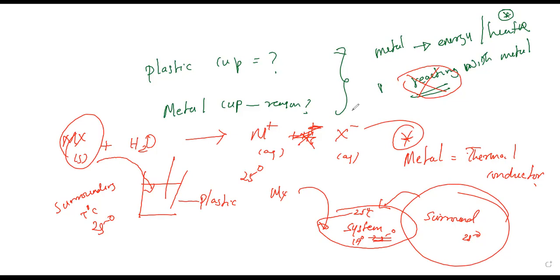They are expecting such kind of answer. What is the reason? When you add the MX solid, the temperature decreases. Now the temperature is not balanced between the surrounding and the system. If metal is there, it will absorb heat from your surrounding and provide it to the system. Then the experiment will go wrong. We need a very constant, closed system to perform an experiment.